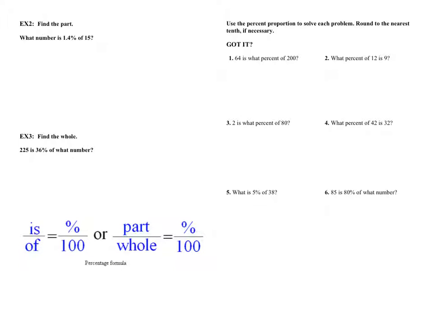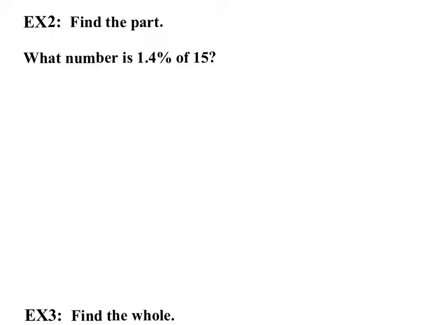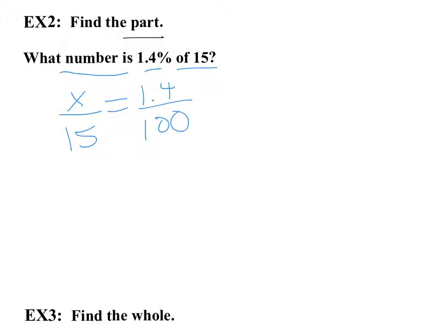Go ahead and turn your notes over to the back side now. Now in example 2, we're going to find the part. So in this case, we want to know what number is 1.4% of 15. So the part is the numerator, 15 is my denominator, my whole, equals 1.4 over 100. So we need to make sure that we do write down the 1.4 and we don't move any decimal points.